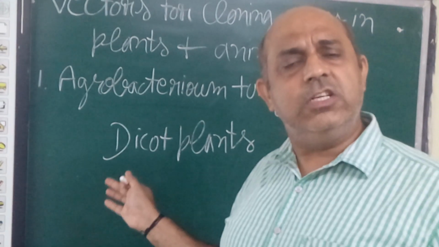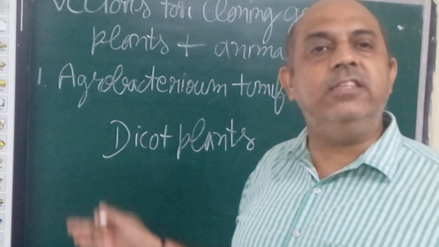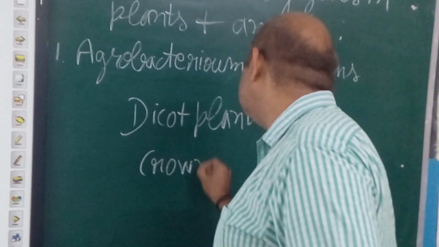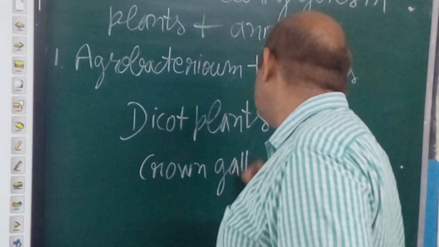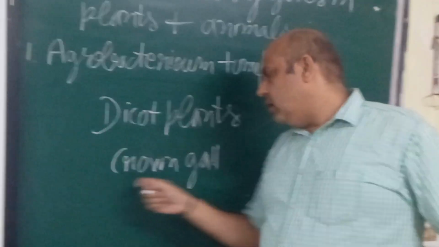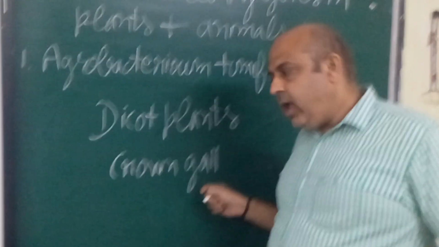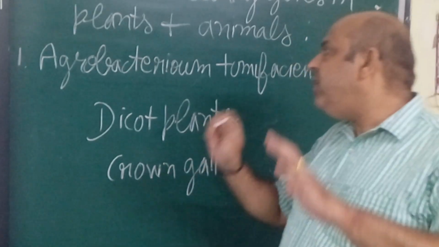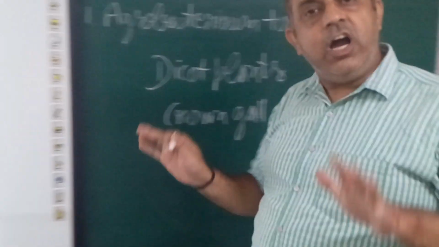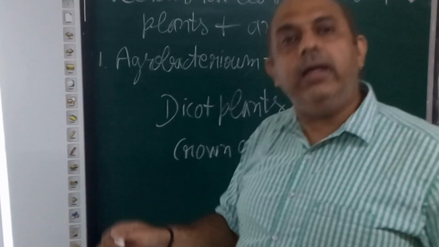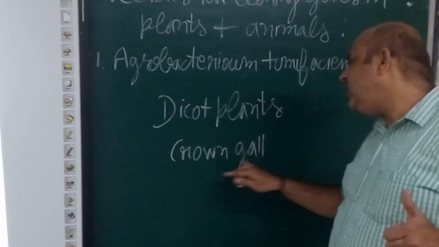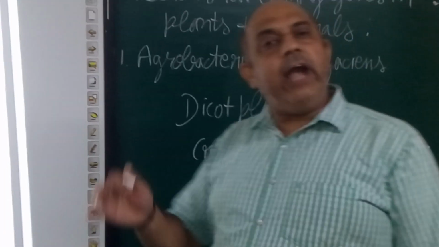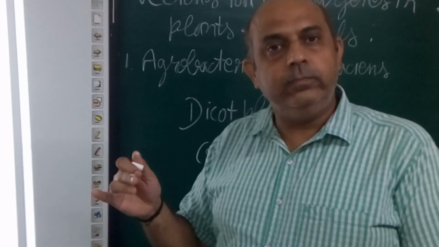Whenever it attacks dicot plants, it causes a disease that is called crown gall. Gall is a type of cancer and crown is the junction of root and stem. So whenever Agrobacterium tumefaciens attacks dicot plants, it causes a disease called crown gall, a type of cancer that takes place at the junction of stem and root.